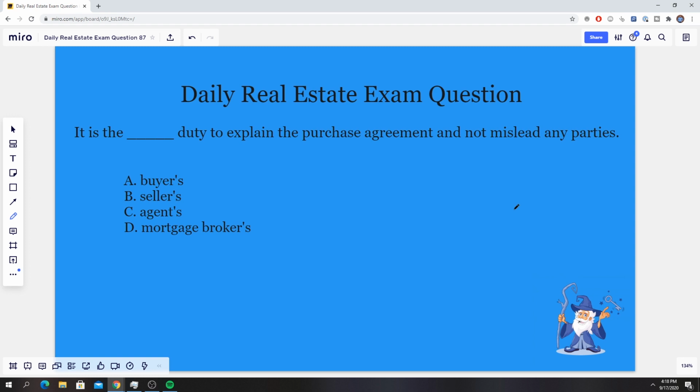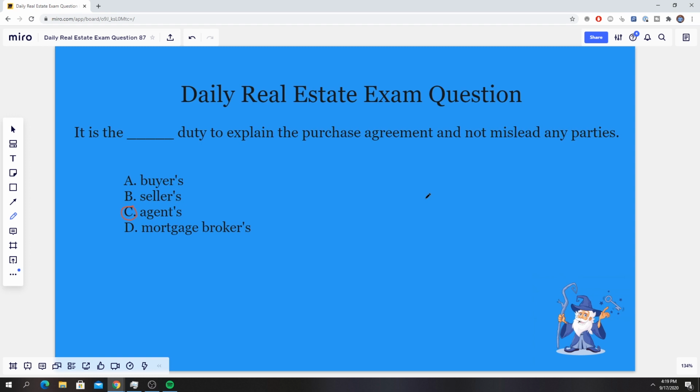Alrighty, guys. So hopefully you guys came up with the correct answer on that one. So the correct answer for this one is C. Yes, it's the agents. So it is super important to know this, guys. It's important that the buyer and the seller clearly understand the document as it becomes legally binding as soon as both parties sign. It is the agent, I repeat, it is the agent's duty to explain the purchase agreement and not to mislead both or either parties.